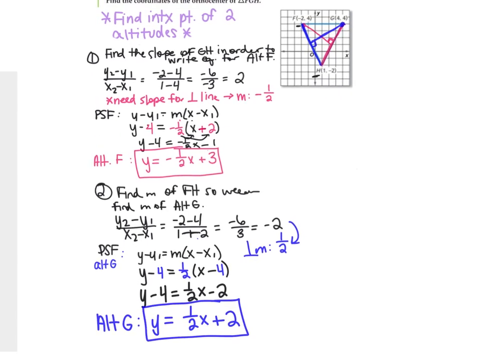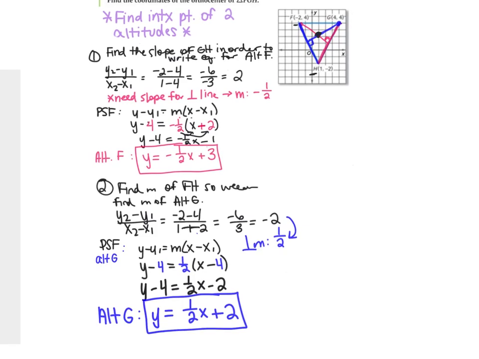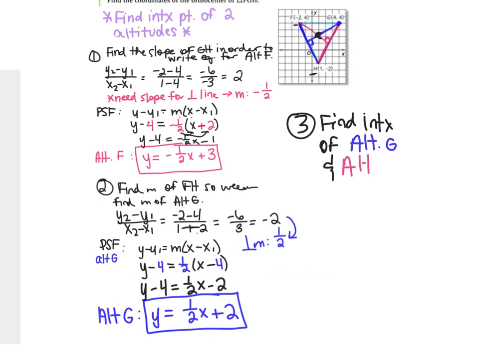So now we have the equations of our two lines. We need to find the intersection point. Let's do it by hand. No, I'm just kidding. There's an easier way. Okay, so what we're going to do, step 3, find the intersection of altitude G and altitude F. So once we've graphed it in Desmos, we determine that our intersection point is at 1, 2 and a half. Or we can write it as 1, 5/2.